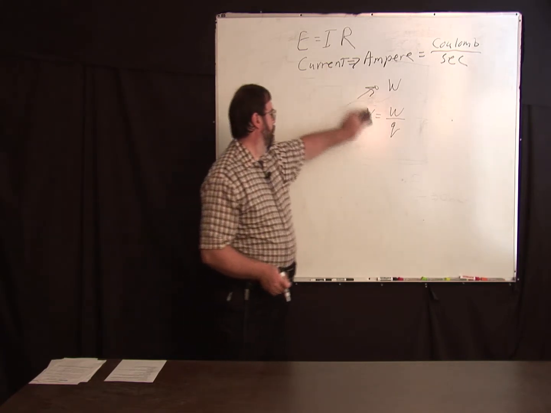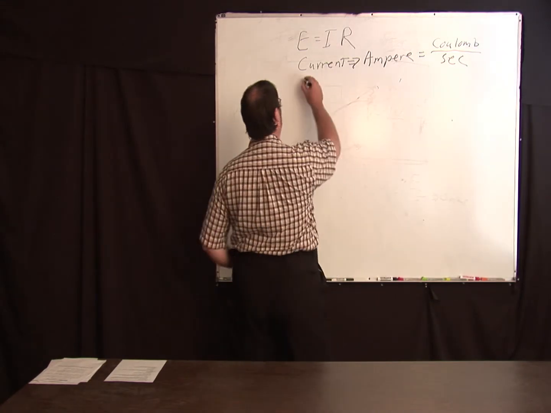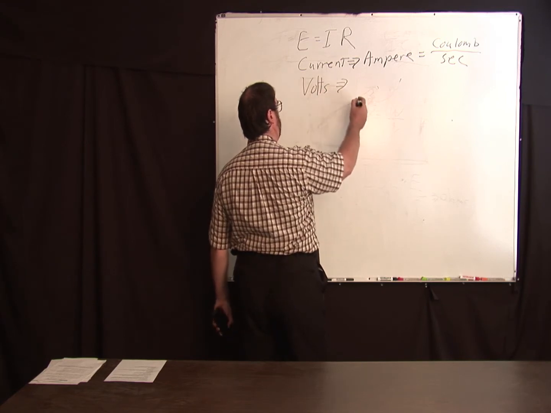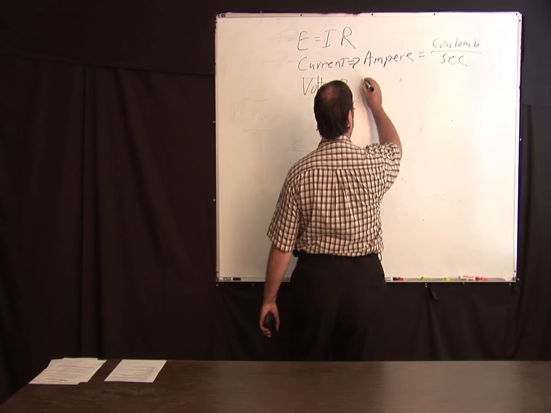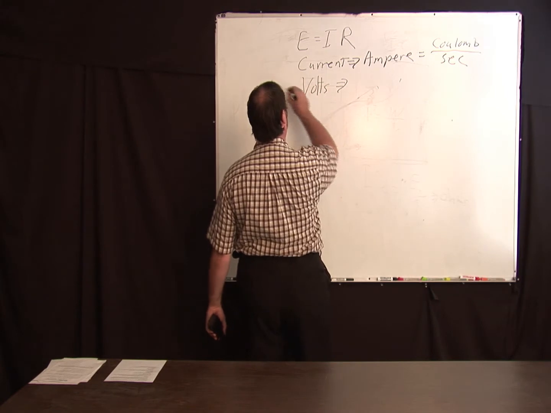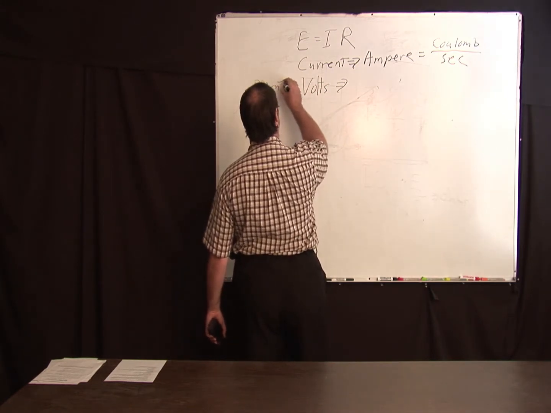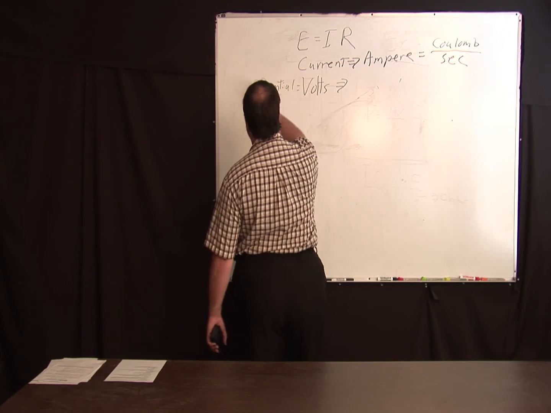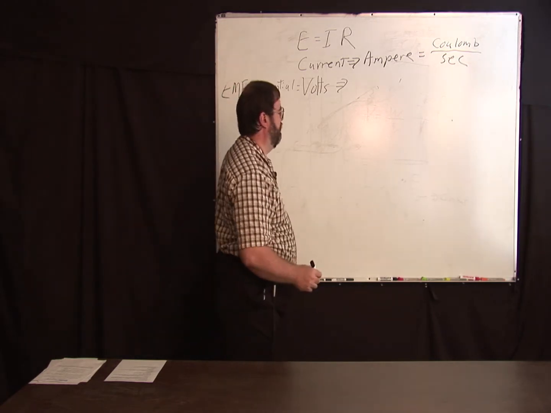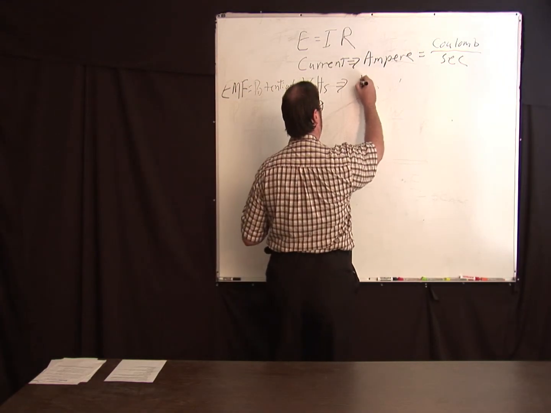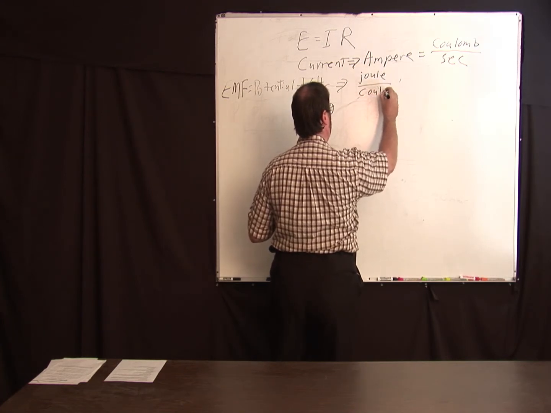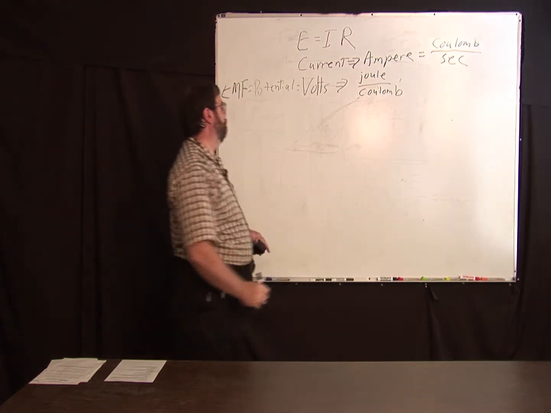So, voltage, measured in volts. This is also called potential, also called EMF for electromotive force. Okay. And this is basically a joule per coulomb. So it's work per unit charge. Okay.